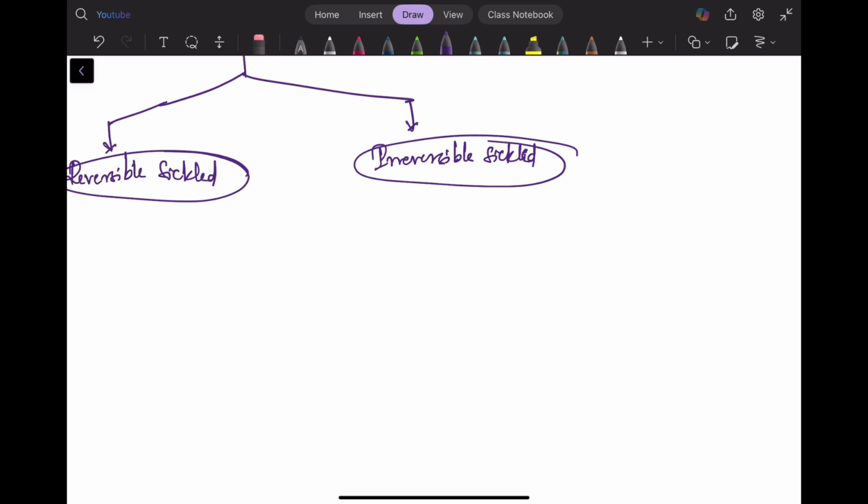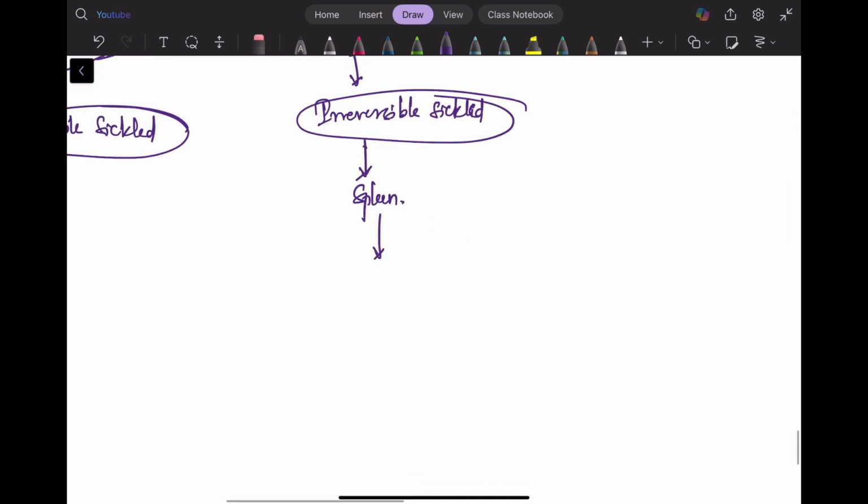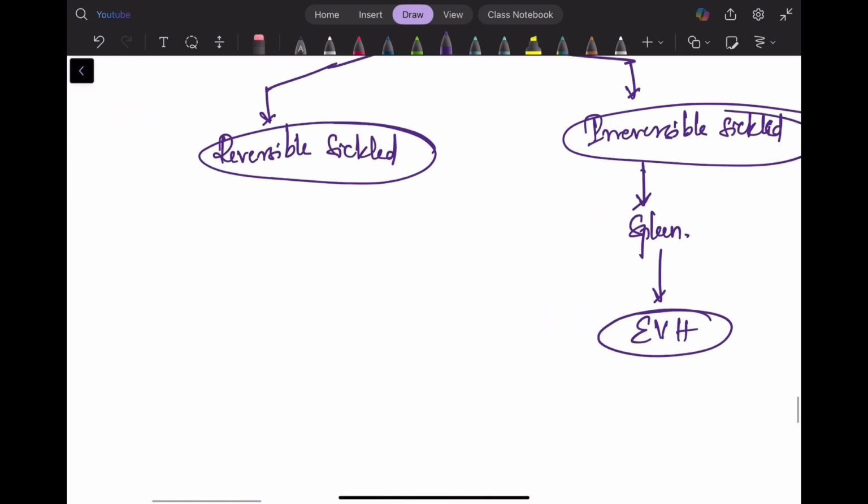Like, the RBC is not going to recover anymore. Sorry bro, I can't help anymore. Then someone is waiting for their ice cream, right? We have our spleen. Then what happens? As usual, the same story, extravascular hemolysis.